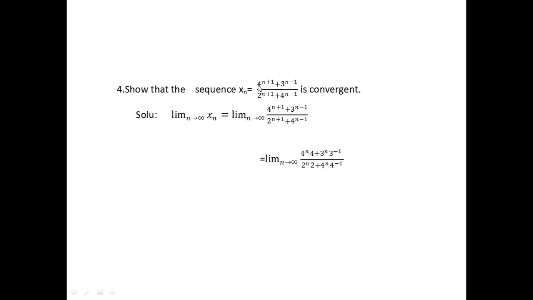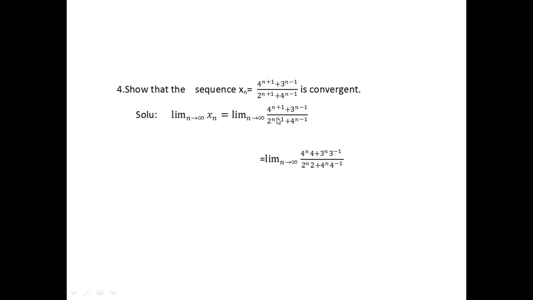While observing this problem, 4, 3, 2, 4, all the bases are greater than 1. And therefore, that to the power of infinity is infinity. Now we have infinity by infinity form. We can remove this indeterminate form like this.